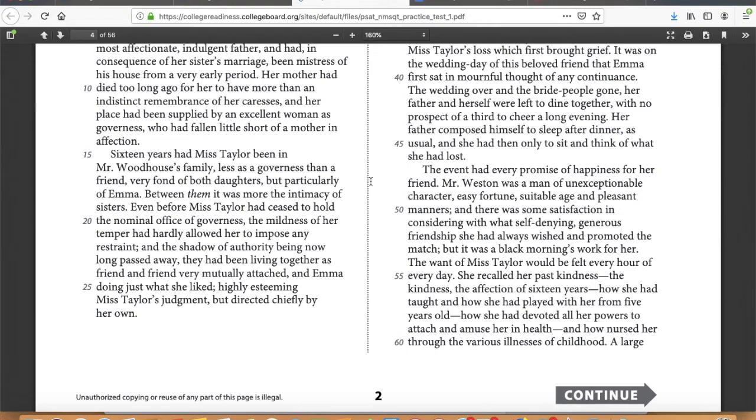So even before Miss Taylor had stopped holding the nominal office of governess. Now here office doesn't mean a room, right? It means the position. We talk about the office of the presidency, meaning the position of the presidency, not the Oval Office. We're not talking about where he works. We're talking about the position. So even before she'd stopped holding the nominal office of governess, okay? This is even while she was still being called the governess. Keep reading. The mildness of her temper. What does temper mean here?